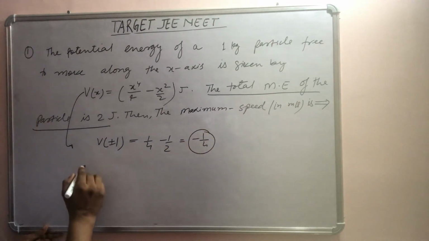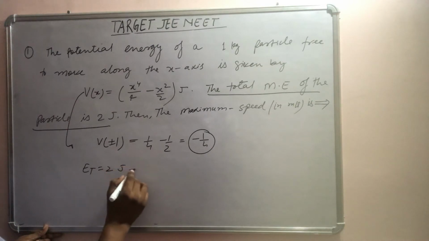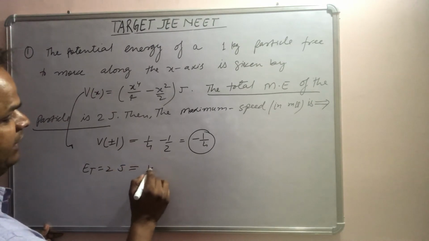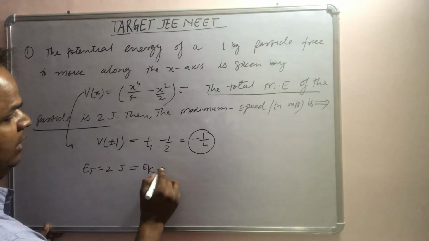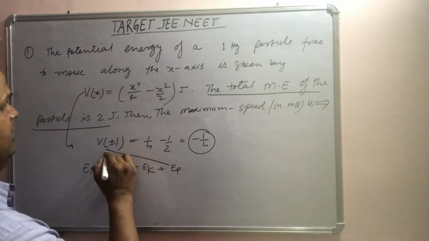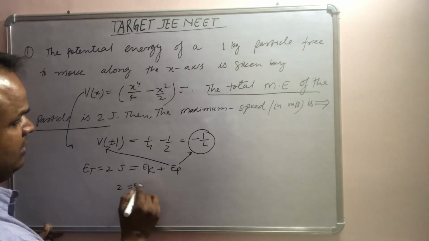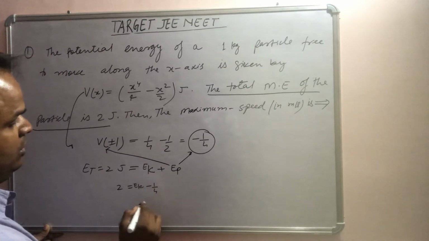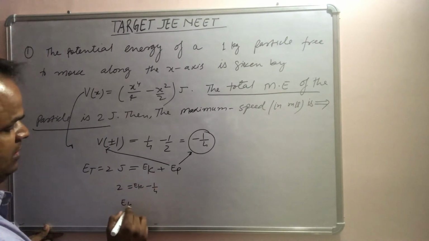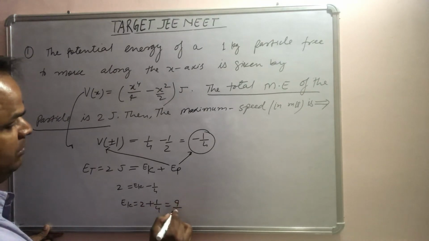Now given that total energy Et is equal to 2 joule, and that is equal to kinetic energy plus potential energy, that is V. So 2 is equal to Ek minus 1/4. Ek is equal to 2 plus 1/4, which is equal to 9/4.